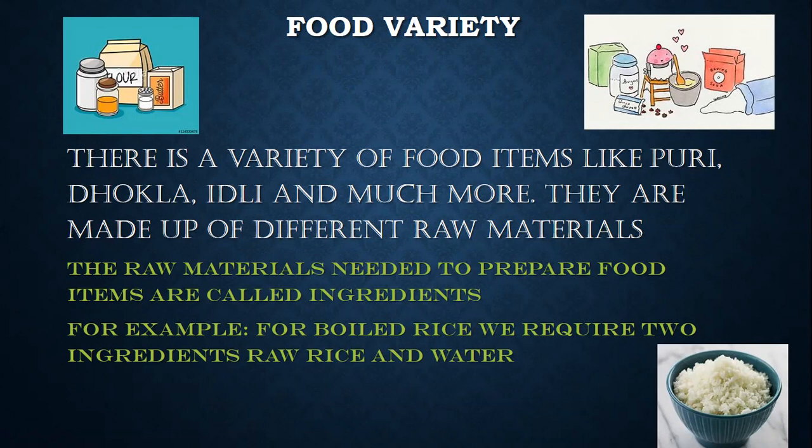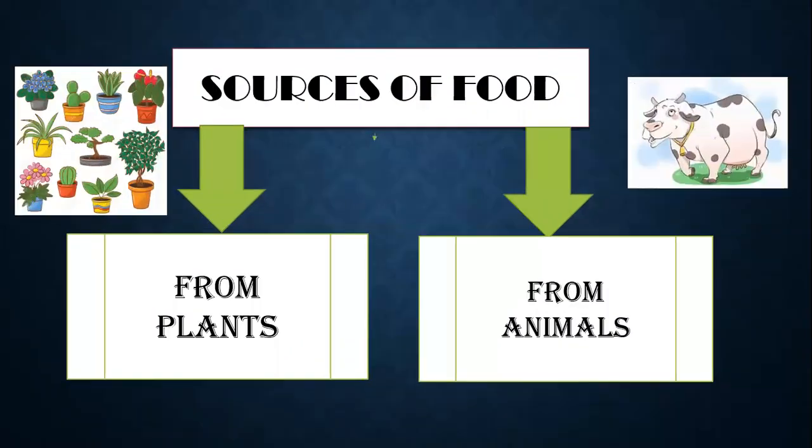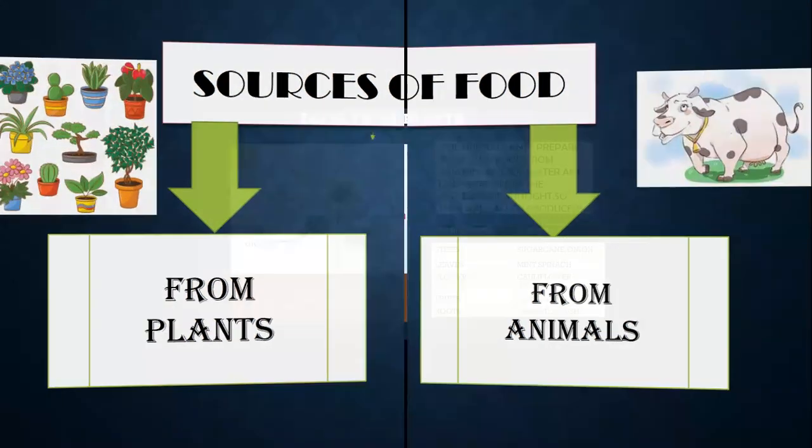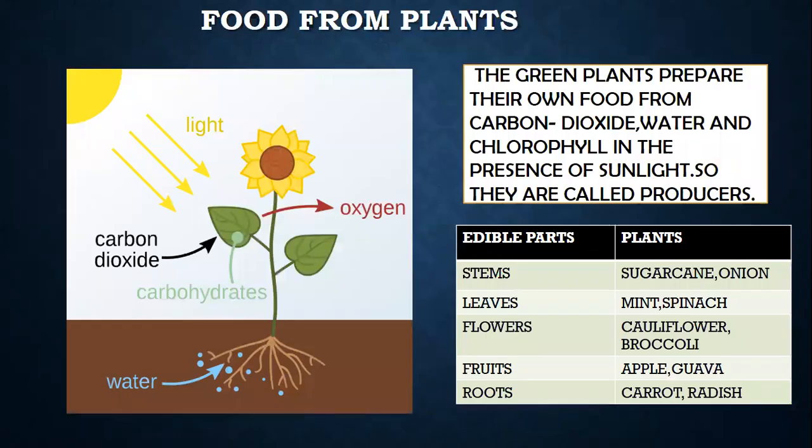Now, have you ever thought where these ingredients come from? Yes, these ingredients come from plants and animals. So plants and animals are the sources of food. Let us study about plants first.